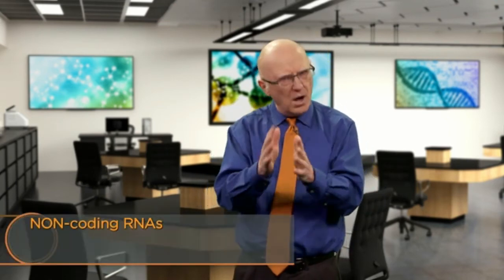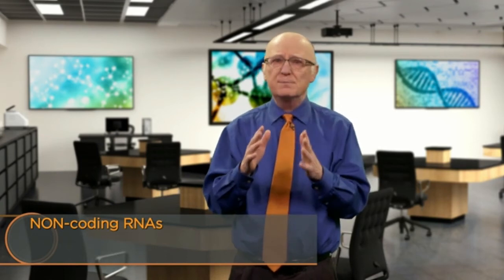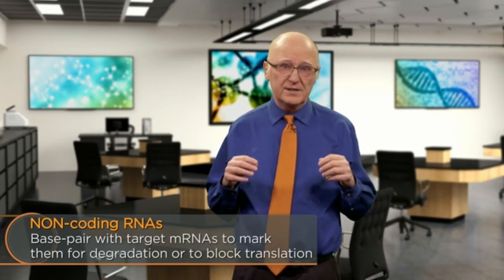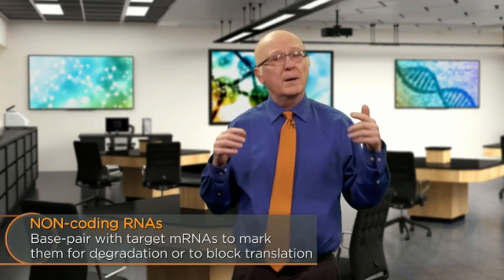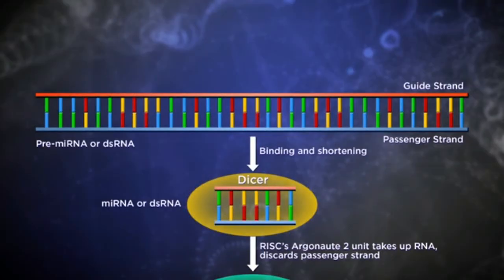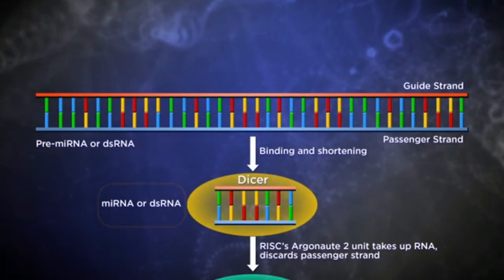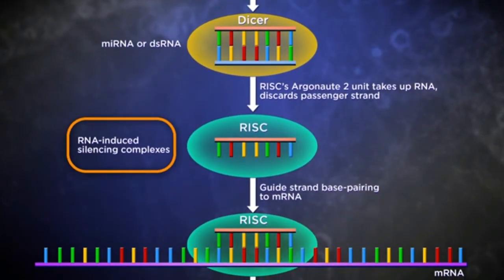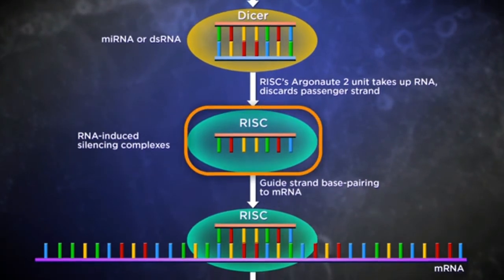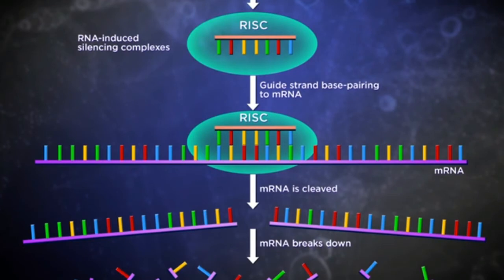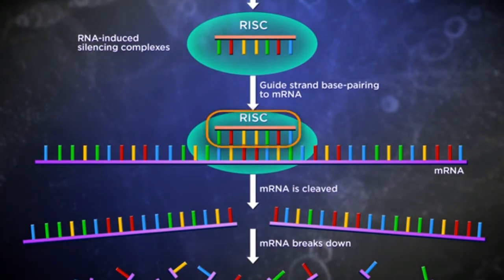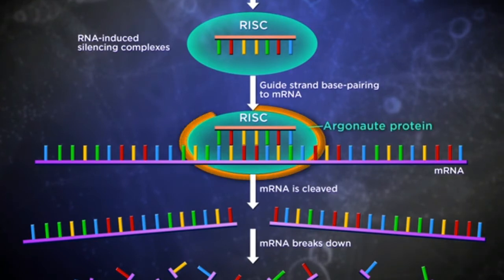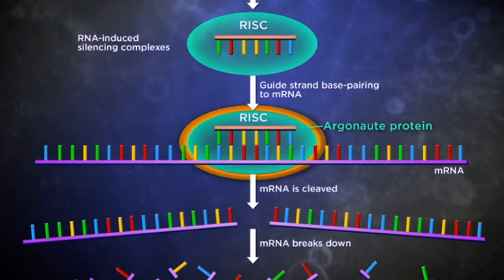Both are small, non-coding RNAs, and they silence genes by base pairing with target messenger RNAs and marking them for degradation or by blocking their translation. This sort of regulation is called RNA interference, or RNAi. Mature microRNAs and silencing RNAs team up with a class of proteins called Argonaute proteins to form structures called RNA-induced silencing complexes, or RISCs. The regulatory RNA provides a short single-stranded guide RNA, roughly 20 bases long, and that together with the Argonaute protein is the functional silencing complex.